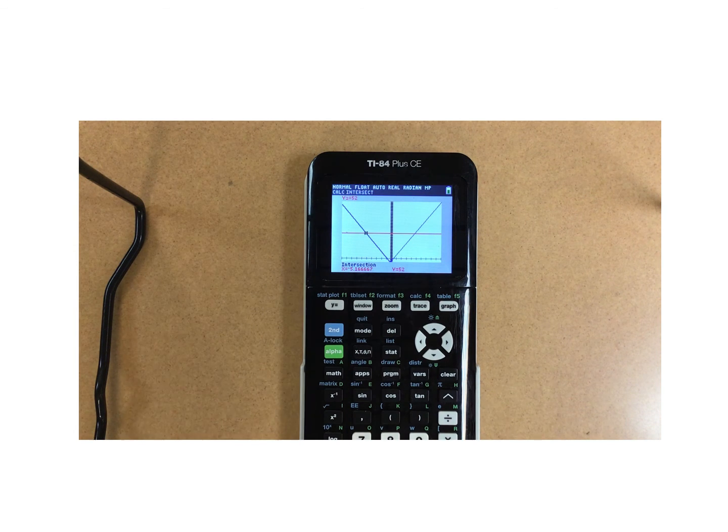So this is a fast way to solve. If you have your calculator with you for the ACT, this would maybe be a better way to quickly solve those problems.